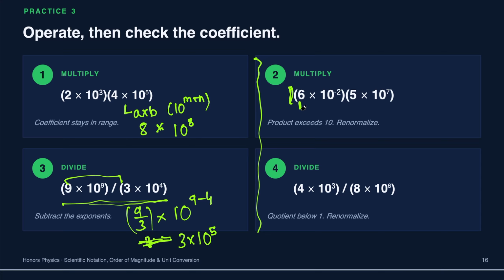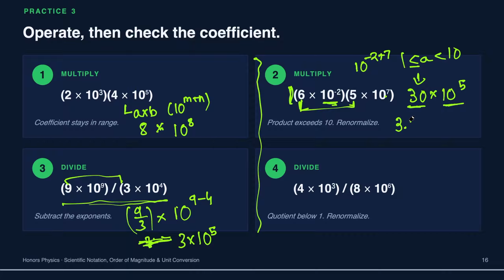So first over here, you multiply 6 times 5, right? Becomes 30. Then 10 to the negative 2 times 10 to the 7 becomes 10 to the negative 2 plus 7, or 10 to the 5. But now we can see how 30 times 10 to the 5, 30 is not under this constraint, less than 10 and greater than or equal to 1. So I would do 3.0 times 10 to the 1, right? Times 10 to the 5 becomes 3.0 times 10 to the 6, renormalized.